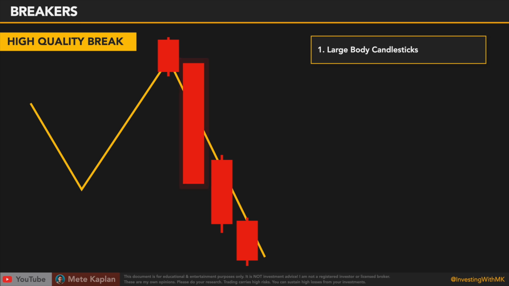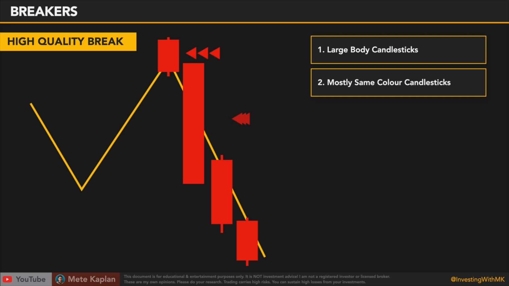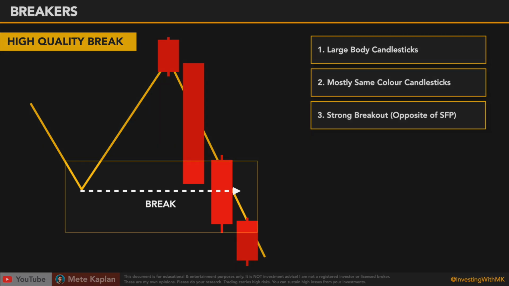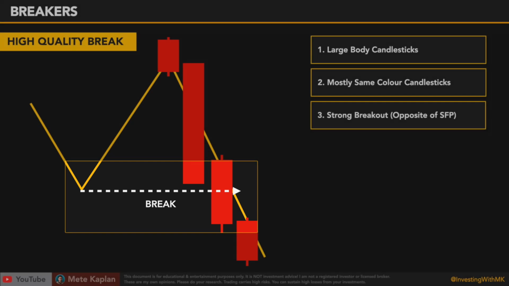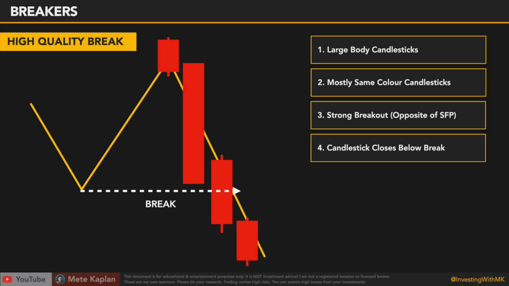Step 1. Large body candlesticks. You should focus on really large and powerful candlestick movements. Step 2. Candlesticks should be mostly the same color. It will not happen all the time, but it is better for a strong action. Step 3. A strong breakout is ideal, just the opposite of swing failure pattern. Step 4. It should have closing candlesticks below the previous swing point.